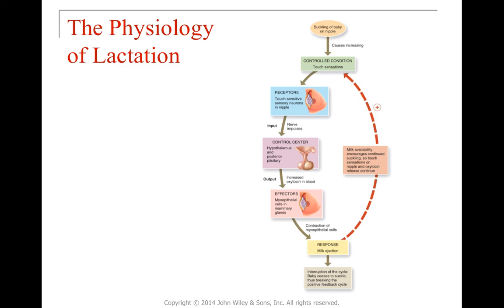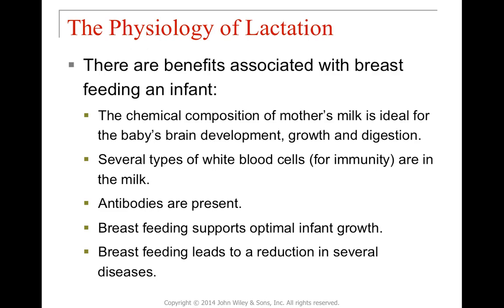And the effector cells of oxytocin are going to be these myoepithelial cells in the mammary glands of this lactating female, which are then going to contract. When they contract, they're basically going to squeeze that milk out. It's actually quite a forceful milk ejection. And we're going to continue with this cycle until we end up interrupting that cycle, such as the baby ceasing to suckle, falling asleep, or pulling off, and that's going to break the positive feedback cycle of lactation.